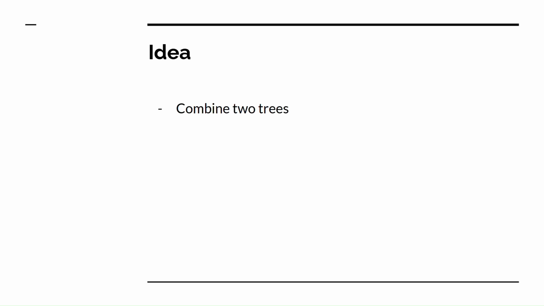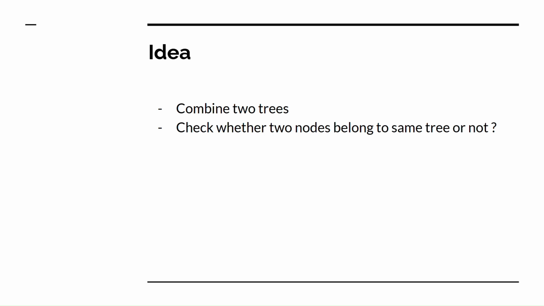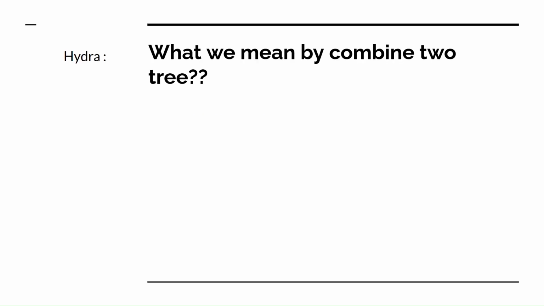After this, let's see what idea DSU is going to provide us. DSU is going to provide us that we want to combine two trees. We are given two trees and we want to combine them. Apart from this, we need a checker to check whether two nodes belong to the same tree or not.